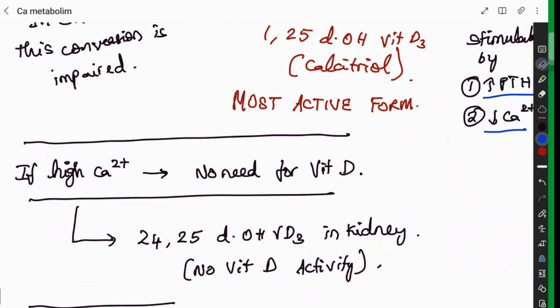Now coming back, if there is a high calcium in the blood, then what happens? I already told you, the stimulation factor is going to be a decrease in your calcium. Whenever there's an increase in the calcium, you don't need vitamin D, isn't it? So vitamin D is not needed. Then what happens is there is a production of 24,25 dihydroxy vitamin D. Your kidney also expresses another enzyme called 24 hydroxylase, by which it is going to be synthesized. Clear? So this is an inactive metabolite.